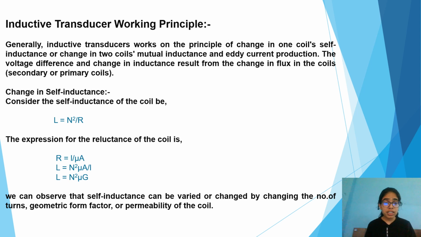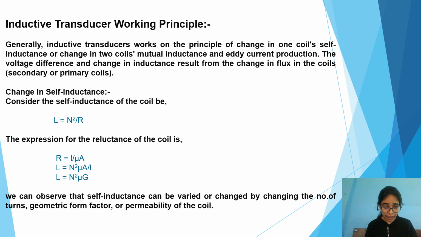Now, self-inductance can be calculated by L = N² / R. L is self-inductance, N is the number of turns in the coil, and R is the reluctance of the coil. Now, reluctance of the coil is calculated by R = l / μA. Here l is the length of the coil, μ is the permeability of the coil and A is the cross-section area of the coil. Now, from this equation and this equation, we can calculate self-inductance L = N² μA / l.